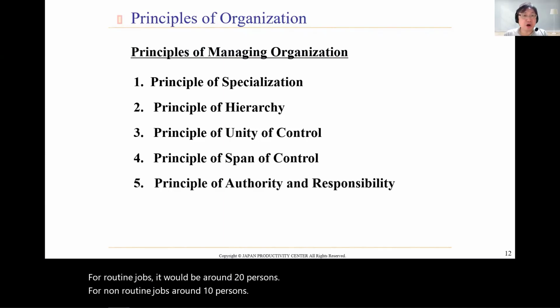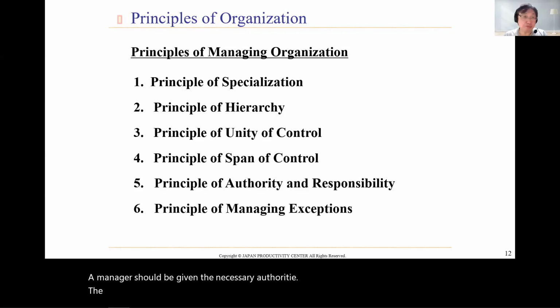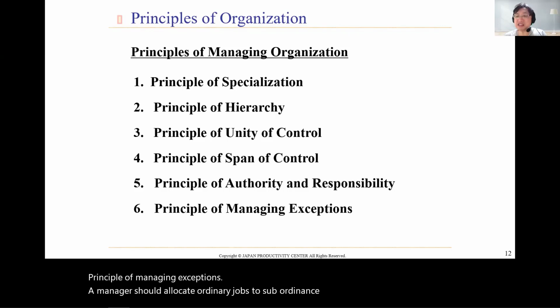And principle of authority and responsibility. To fulfill the responsibility, a manager should be given the necessary authority. And number 6, principle of managing exceptions. A manager should allocate ordinary jobs to subordinates, and he should deal with exceptional jobs himself.